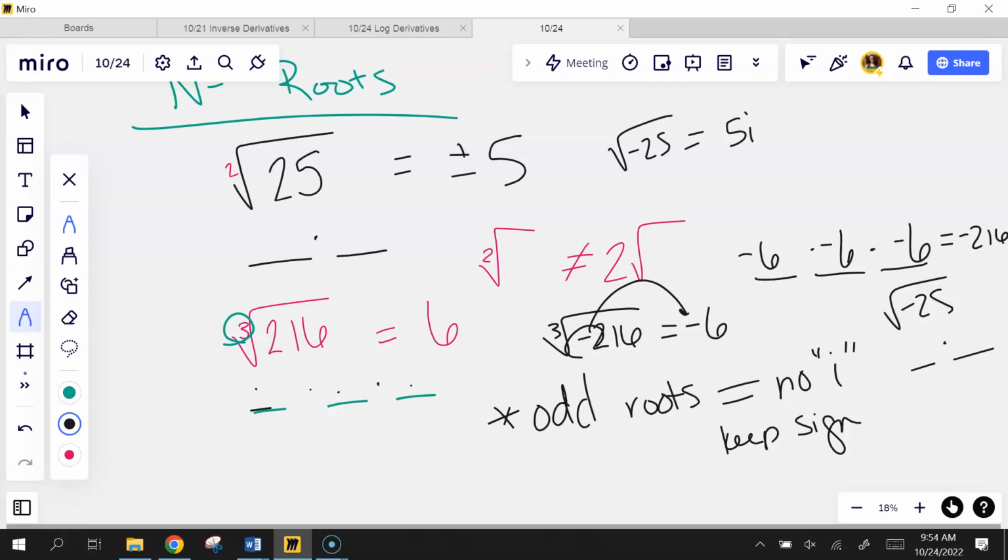You can't do it like that. It's got to be the same. This has got to be exactly the same 3 different times. Like this has to be either 5 times 5 or negative 5 times negative 5. But that one's negative 6. Correct.